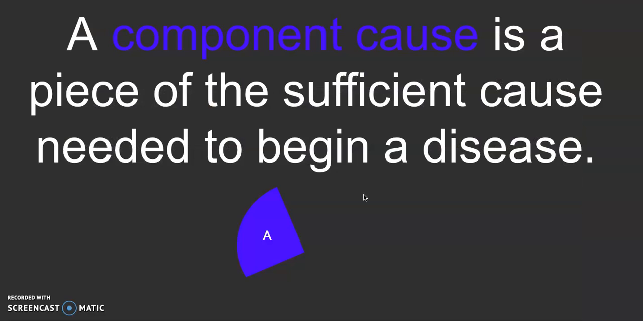So a component cause is a piece of the sufficient cause needed to begin a disease. So it's any of these causes. So say in our man's case, he had a concussion when he was 7 years old, and that begins this particular bout of disease, right? His fall is directly related to this particular event.